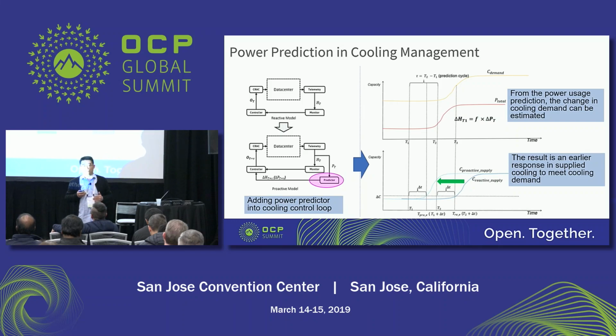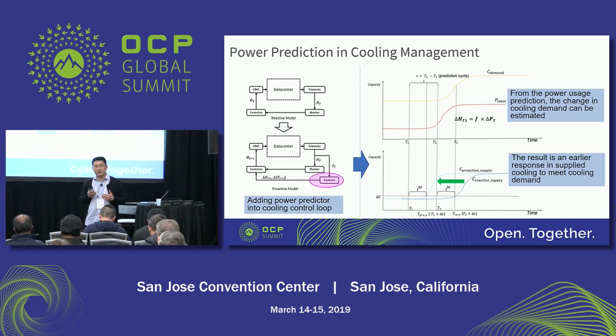So to develop a proactive cooling mode, a heat variation trend predictor is required to predict the heat variation at time t. And by adding the predictor into the cooling control loop, we are transforming the reactive cooling mode to the proactive cooling mode. In reactive cooling mode, the data center management collects the thermal information at the data center, and the CRAC unit uses this thermal information to control the cooling capacity.